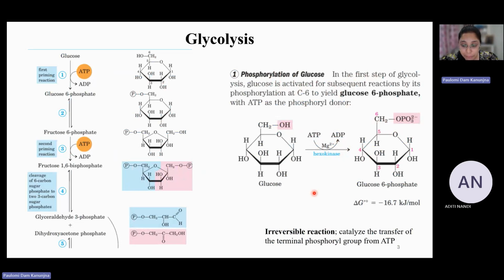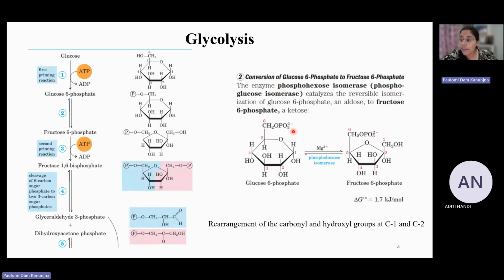What is happening in this step is that it is transferring the terminal phosphoryl group from ATP to glucose. So one phosphoryl group from ATP is being transferred to glucose and it becomes glucose 6-phosphate. Where is the phosphoryl group getting attached? It is getting attached at this sixth carbon end. So at this end, you have your phosphoryl group attached. That's the first step. That is also called the priming reaction. It is also called activation of glucose. So that's the very first step that you need to remember.